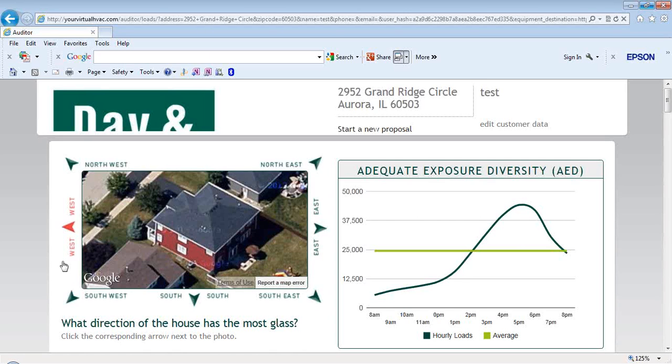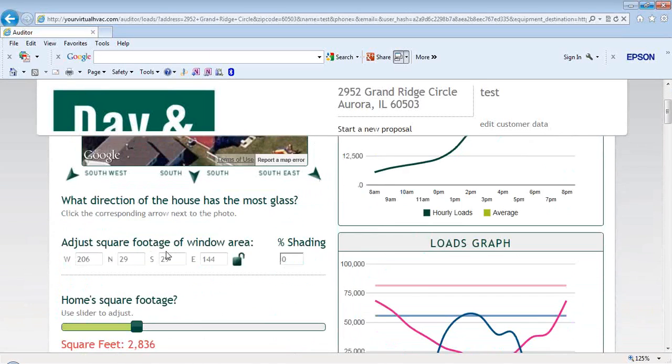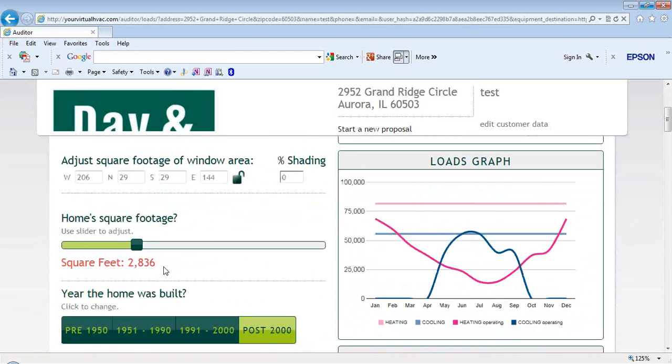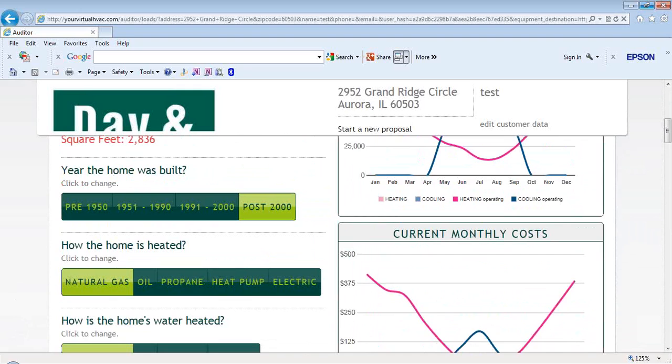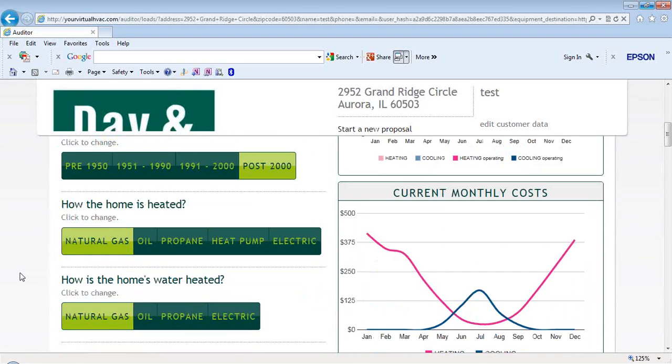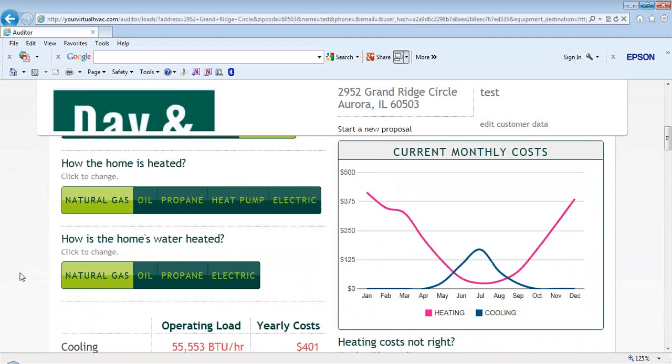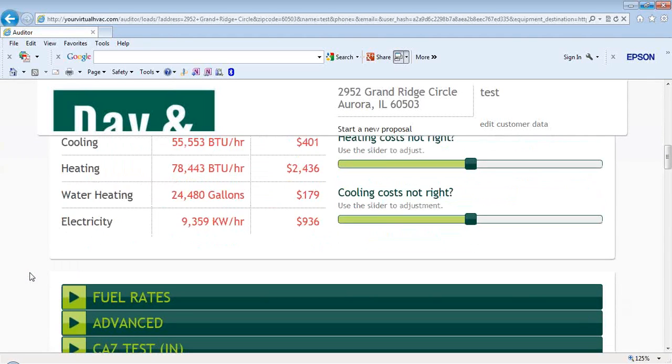So I think I picked West last time for the glass exposure. I'll leave those defaults the same. 2,800 square feet is what it pulled up last time, post-2000 construction. Now it's going to ask me some additional questions that I can choose to fill out here. So how do I heat this house? Gas. How do I heat the water? Gas. If it was something else, I could click on that, but it's not. So I'm going to leave that alone.